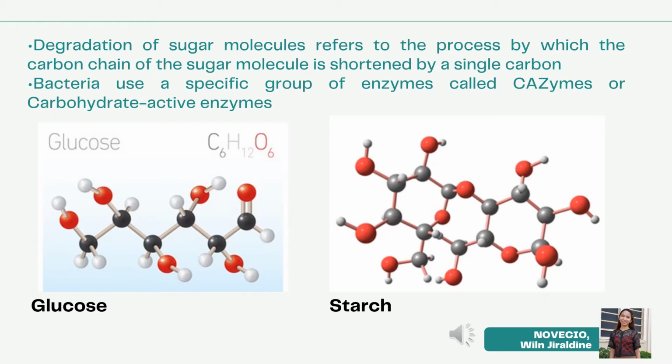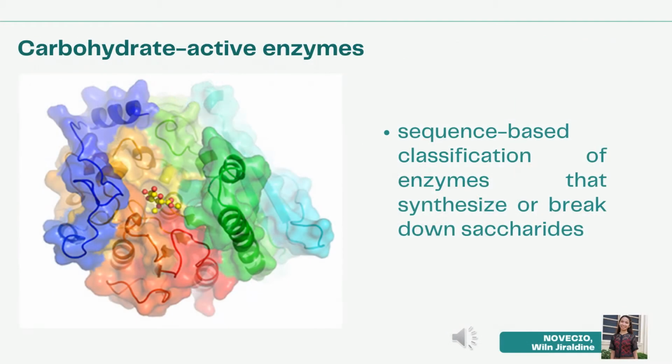To break them down, bacteria use a specific group of enzymes called CAZymes, which stands for carbohydrate-active enzymes, as enzymes are very specialized in the molecules that they break down. Different enzymes exist for different complex carbohydrates. The carbohydrate-active enzyme is a sequence-based classification of enzymes that synthesize or break down saccharides, which originated with the seminal grouping of glycoside hydrolases.